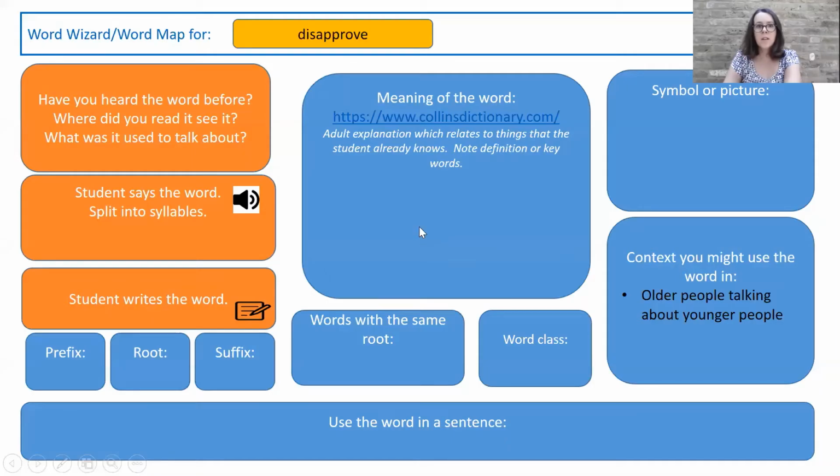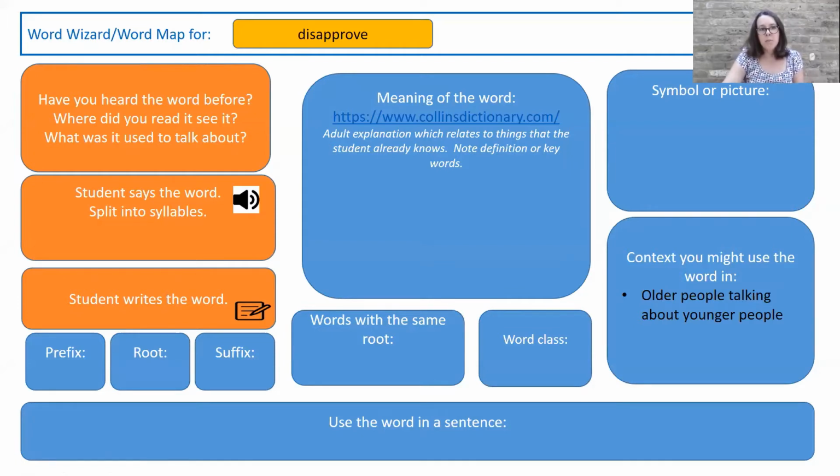So looking at this word map, you can see that I've brought the word up at the top. So the first thing you would do is ask the students if they've heard the word before. Where did they read it? Where did they see it? And what was it used to talk about? So here you're trying to get a sense of their understanding of the word. And sometimes at this point, you'll realise that they're talking about a completely different word. And this is where you can iron out those misunderstandings.